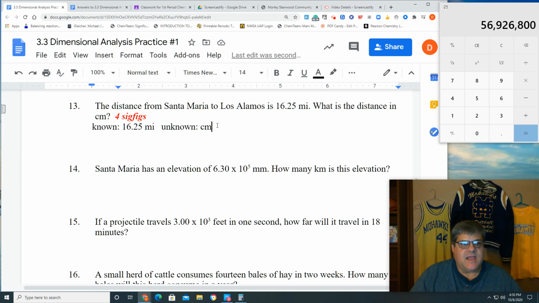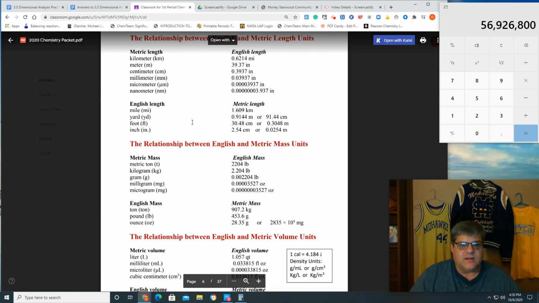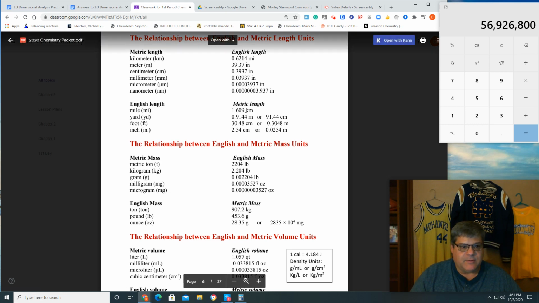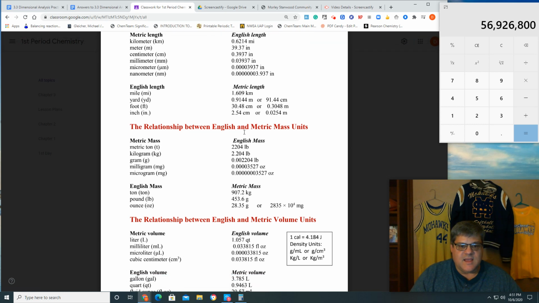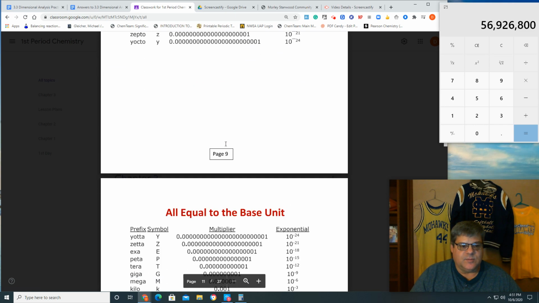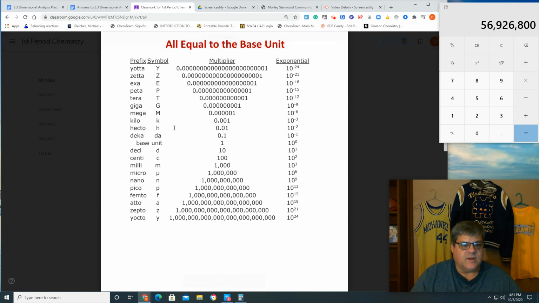So let's go ahead and take a look at our packet. Here's the packet, miles to centimeters. Do I have a direct link between miles and centimeters? No, I do not. But I do have from miles to kilometers. And then from there, I can actually scroll down to this one right here, because they're all equal to each other. So I can put these numbers in here from kilometers to centimeters.